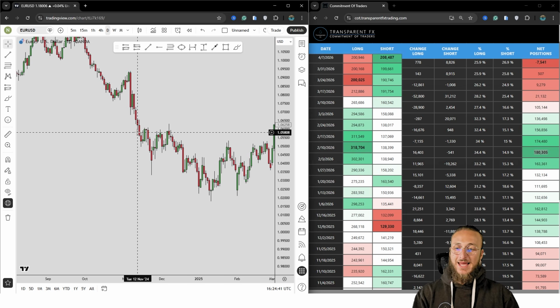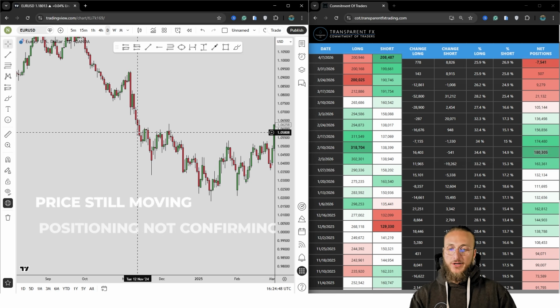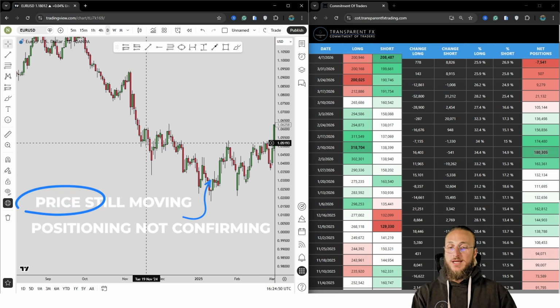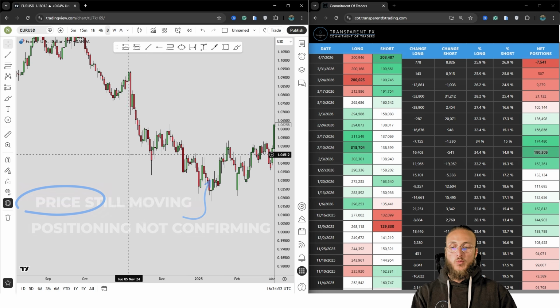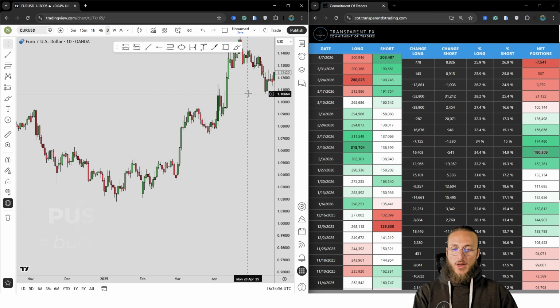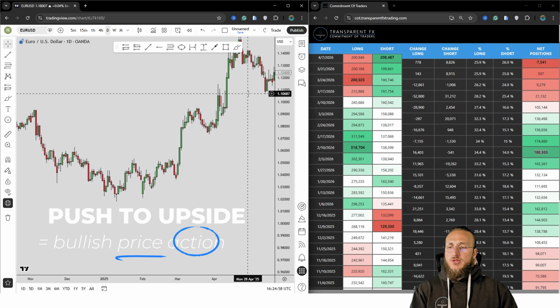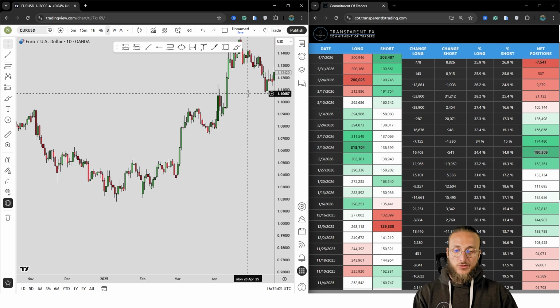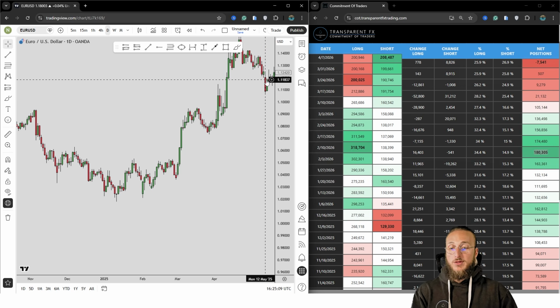This is when price and positioning stop telling the same story. For example, imagine price is still pushing higher, but the net positioning is no longer improving the way it was before. So let's take, for example, a push like this one here to the upside. And that does not automatically mean the market is about to collapse, but it can tell you that the move underneath the surface is losing support. So institutions are stopping their buying.